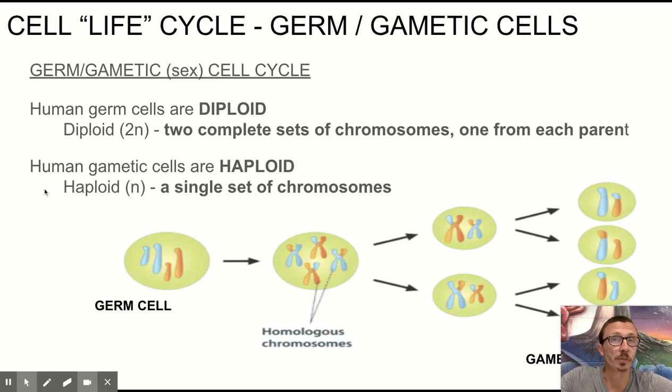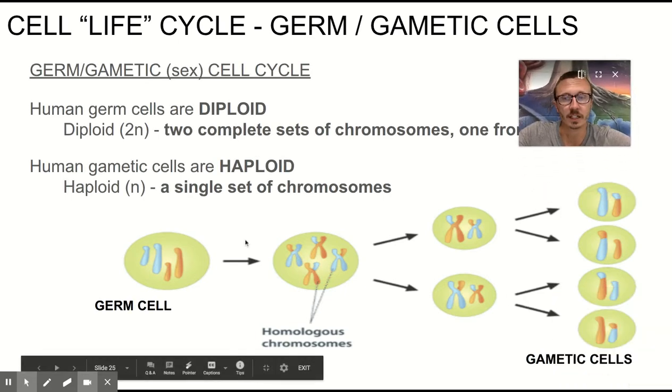Now, these germ cells have an interesting life cycle, and it results in what is known as a gametic cell, such as sperm and egg cells. These cells are haploid, and haploid means that these cells only contain one set of chromosomes, or one of each type. And so by a cell moving from diploid to haploid, you've reduced the number of chromosomes in half. And you'll see why this is really important.